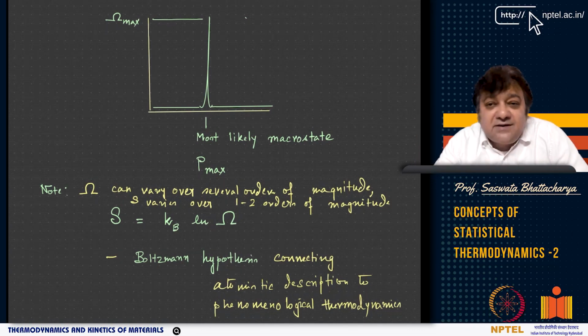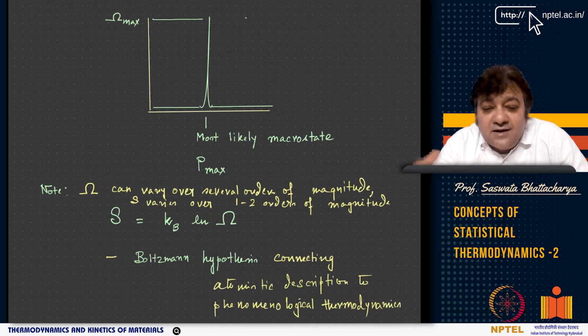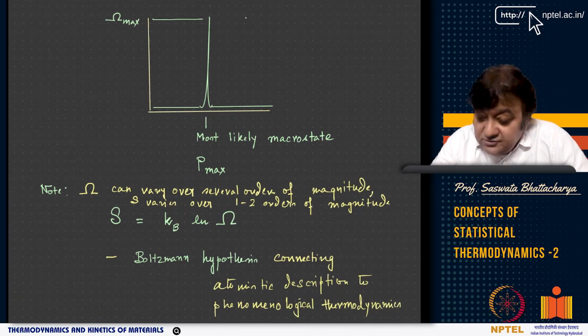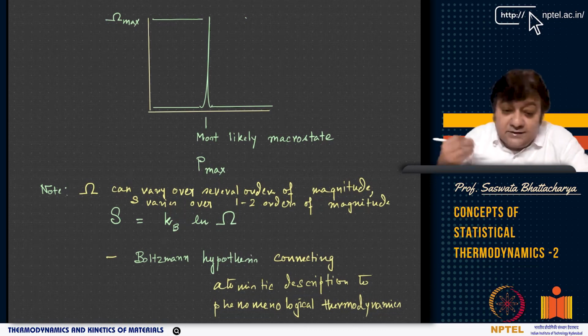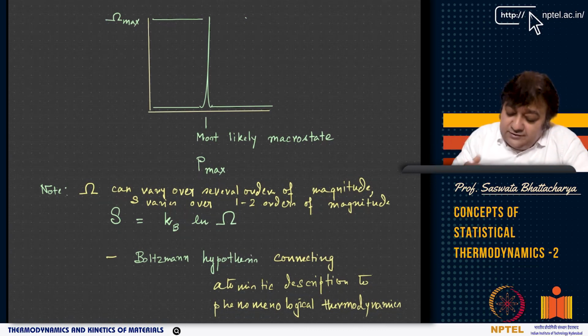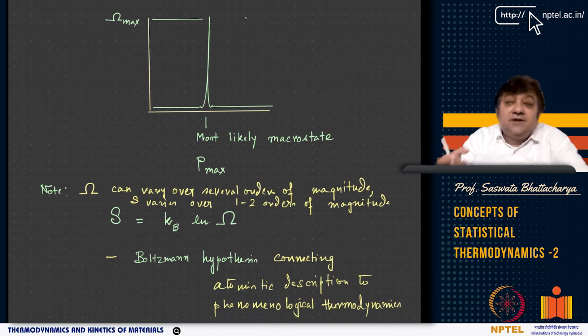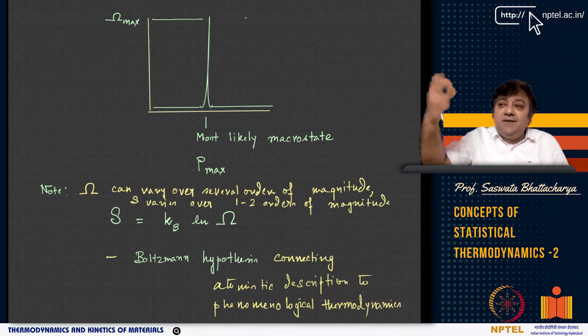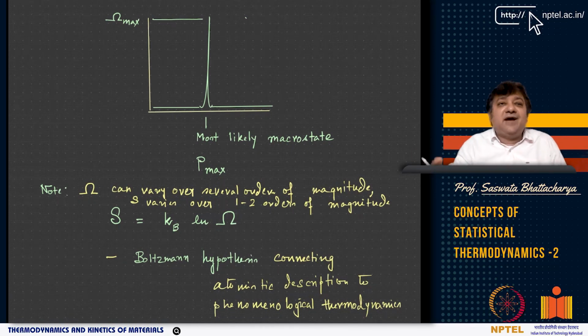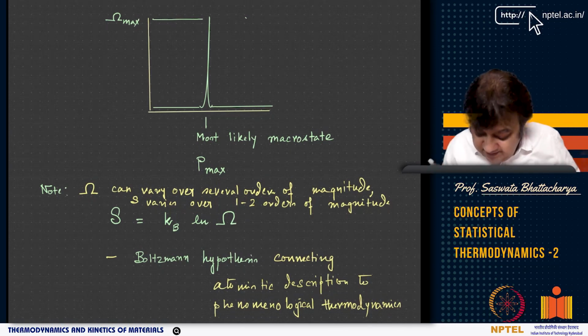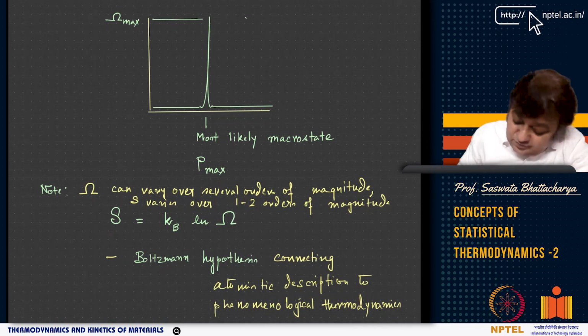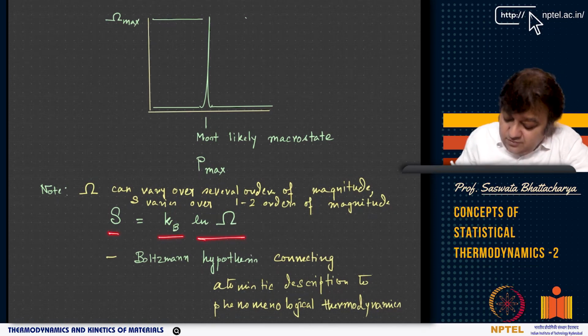But S, in general, we have seen, we have looked at the problems, S in general does not vary over such 29 orders. It varies over 1 to 2 orders of magnitude. So the way to think of relating omega to S, you require to take help of logarithm, because logarithm reduces the order of magnitude difference, right? Logarithm makes it smaller, like log of 2 to the power 5 is 5 log 2, correct? But if you think of 2 to the power 5, it's quite a large number. That's why Boltzmann thought S equals k_B ln omega.